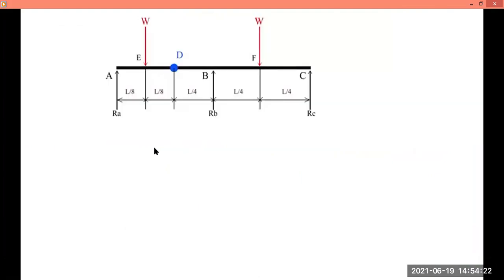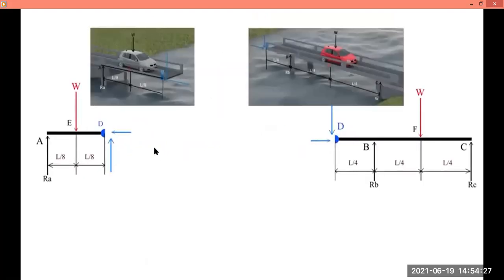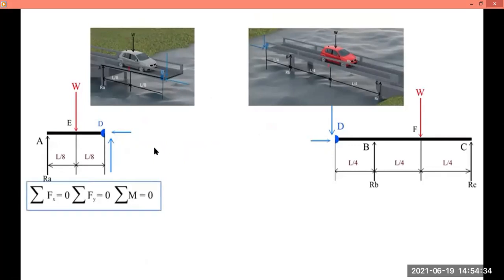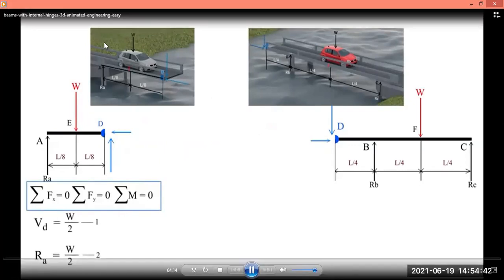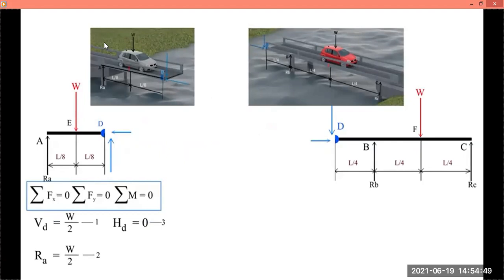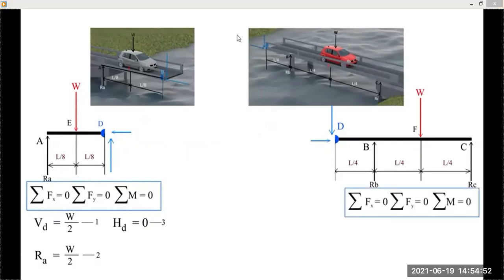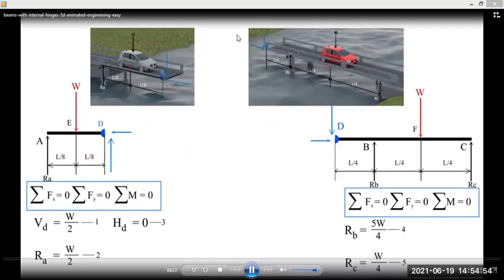As we have an internal hinge at D, the beam can be isolated into two subsections AD and DC with equal and opposite reactions at internal hinge D in both sections. On applying conditions of equilibrium to section AD, the unknown reactions A and VD will be given by equation 1 and equation 2. Reaction force HD will be 0 as there are no horizontal forces acting on the section. Similarly, on applying conditions of equilibrium on section DC, the unknown reactions of B and RC will be given by equation 4 and equation 5 respectively.